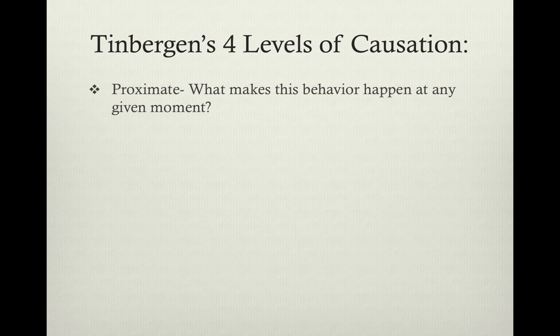So the first one is proximate causation. This is really the how of the behavior. This is what makes this behavior happen at any given moment. This is the actual mechanism by which the behavior occurs. And so we find this quite typically in evolutionary models of human psychology, for example.